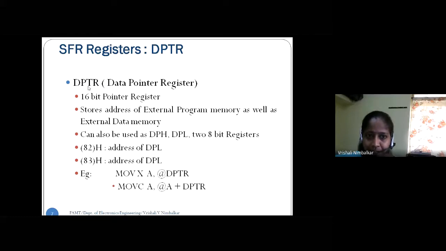Is that okay? DPTR has always to be used by its name if it is 16-bit. But if you split it into 8-bit, there is an address associated with it. Now here, for example, I have written 2 instructions using DPTR. So there is this MOV. MOV means move, transfer the data. That is the mnemonic. MOV means move the data or copy the data.